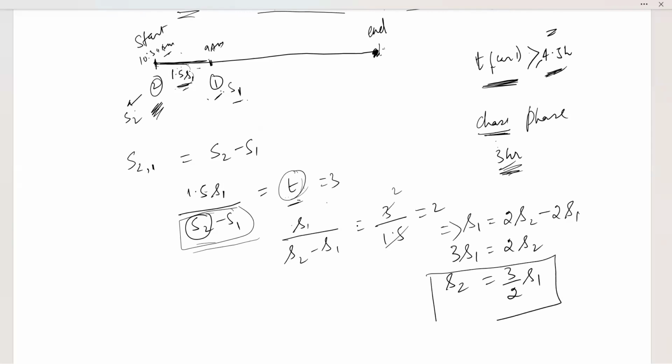This is the relation that we get. Now what is the meaning of this? I can say S2 is equal to 1.5 times S1. When S2 is 1.5 times S1, I can safely say that S2 exceeds S1 by 50% straight away. Okay? I hope this is clear.